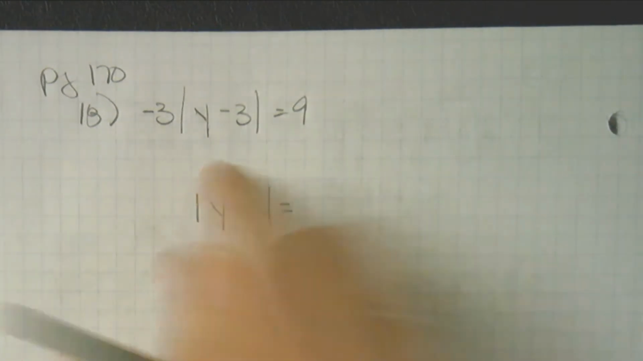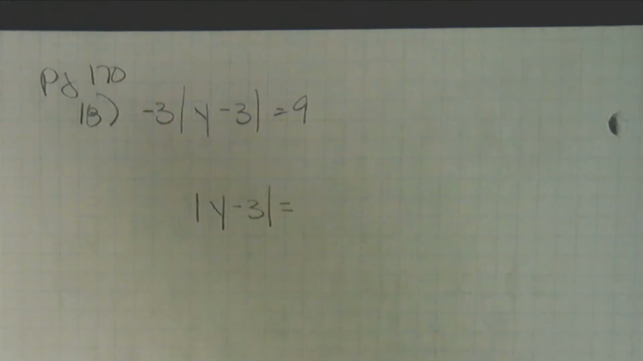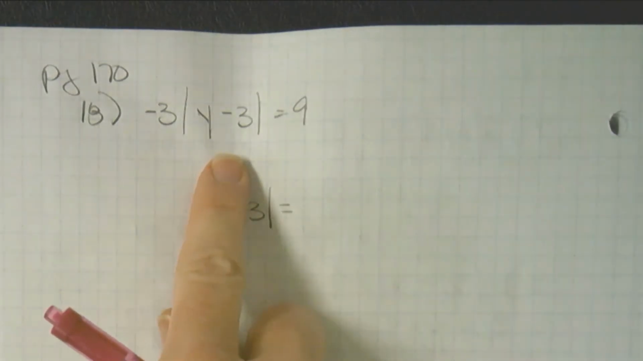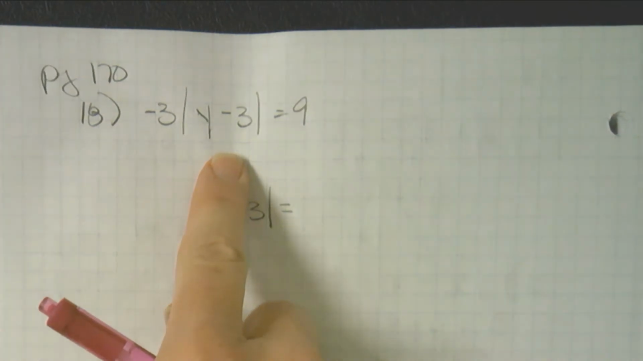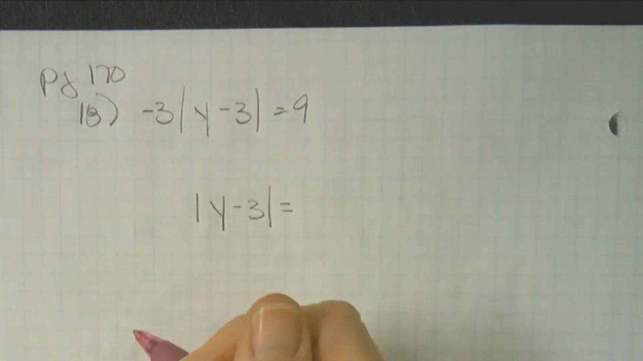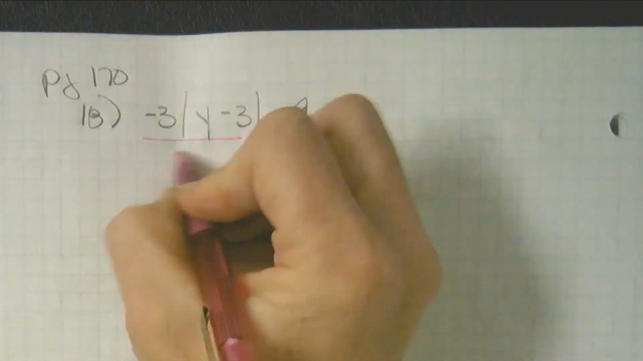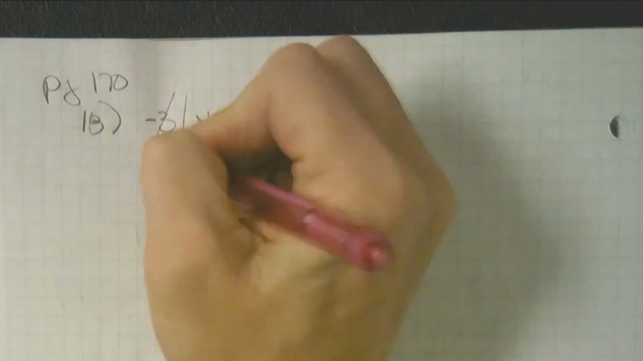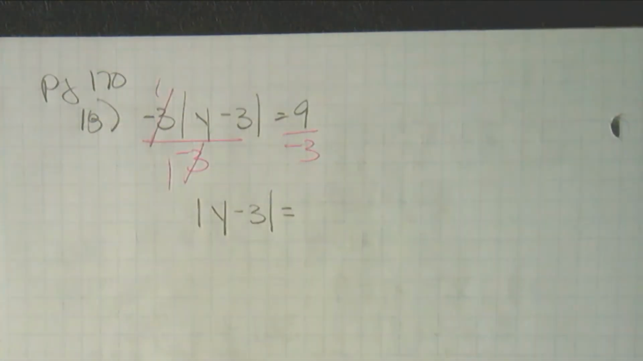What do I need to do to get my absolute value alone here? Jack? It says negative 3 times this. Excellent. I'll divide everything by negative 3. When I do that, my negative 3's divide out. Jack, what is 9 divided by a negative 3?